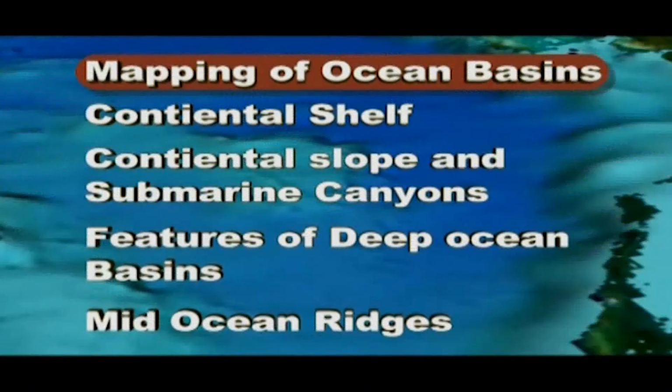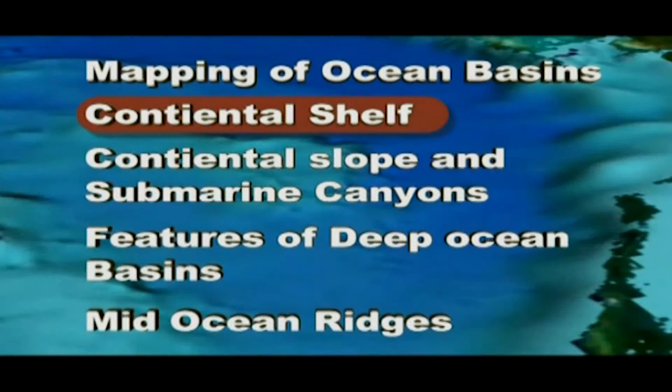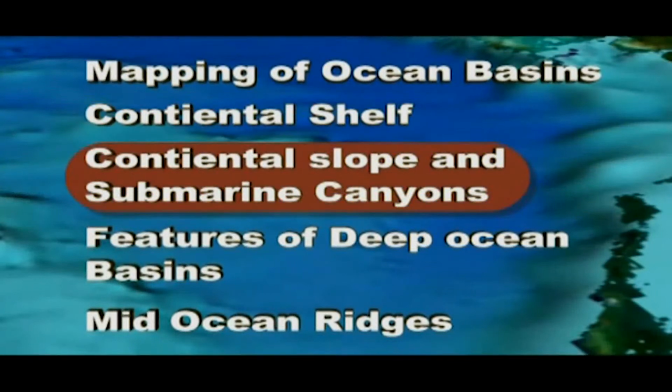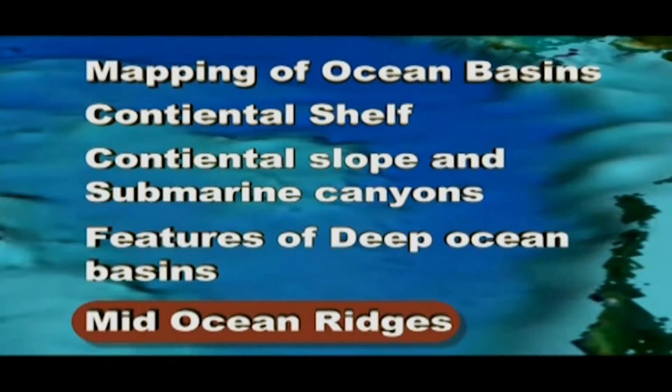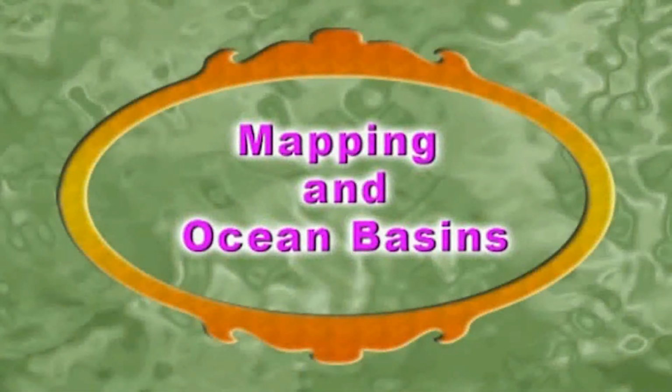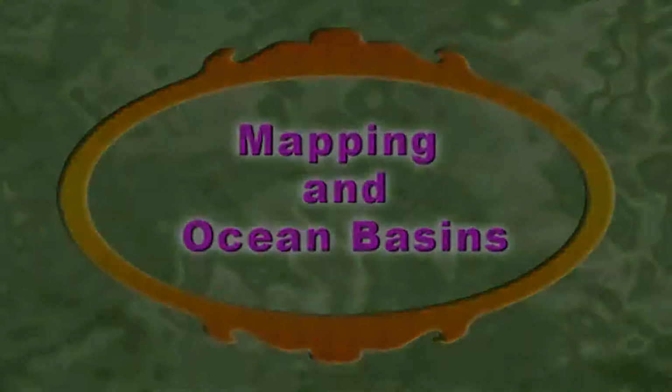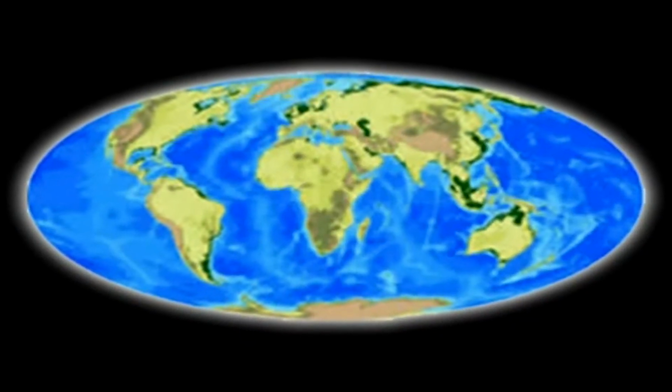In this episode, the following aspects are going to be seen: mapping of ocean basins, the continental shelf, the continental slope and submarine canyons, the features of deep ocean basins and the mid-oceanic ridges. Let us see the first part, mapping of ocean basins.